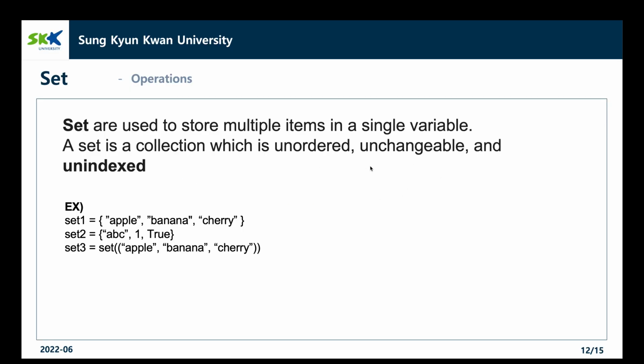In the third section, we will learn about set. Sets are used to store multiple items in a single variable. It is a collection which is unordered, unchangeable, and unindexed. The biggest difference from the previous collections is that it is unindexed. Therefore, in a set, various forms such as string, integer, and boolean can exist in one set, like set2 in the example.